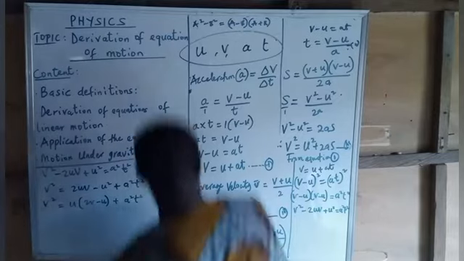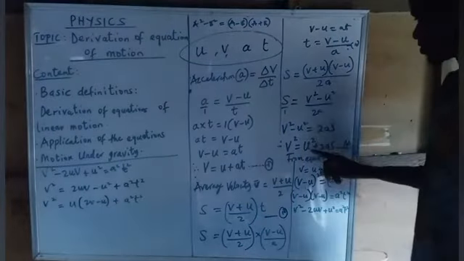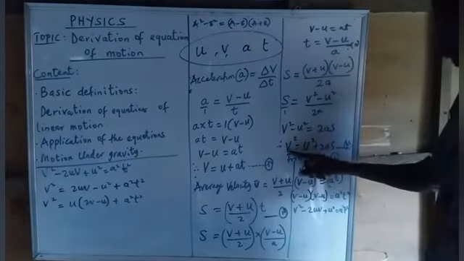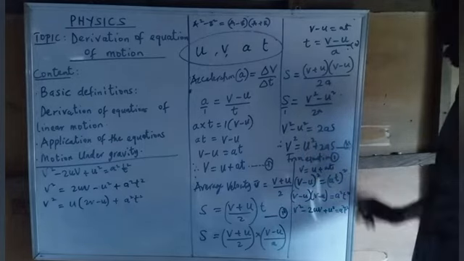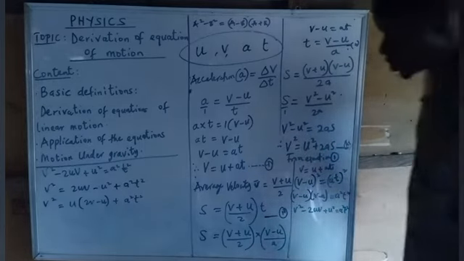Now, coming back to this equation here, which says V squared is equal to U squared plus 2AS, we want to get the third equation of motion.